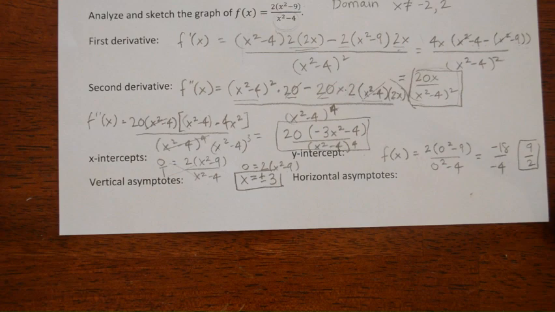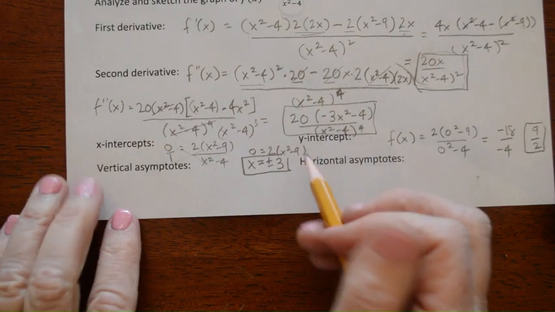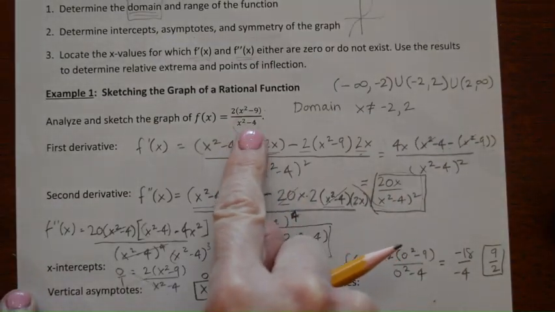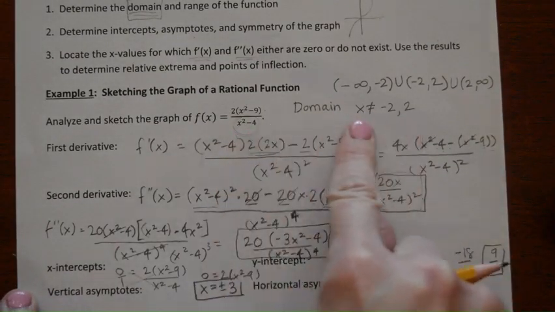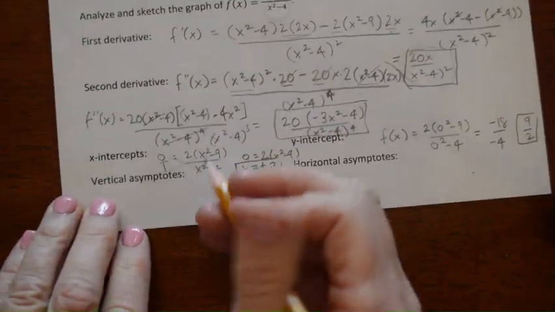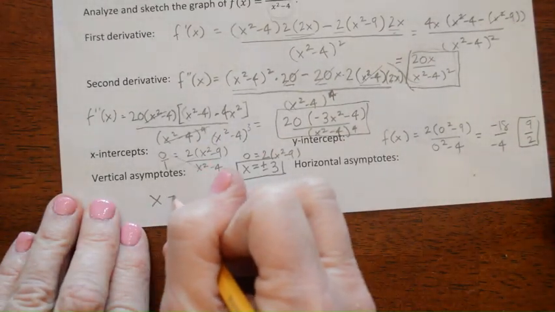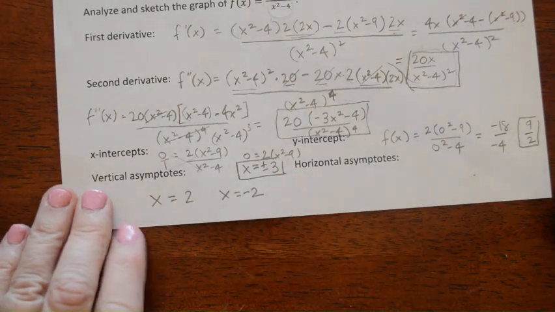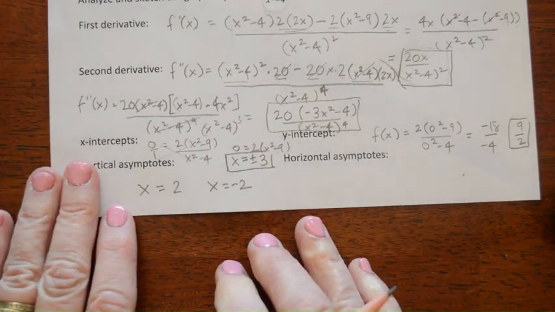All right, where will those occur? All right, hopefully you said at 2 and negative 2. Again, that comes from setting the denominator equal to 0. We already did that with the domain. So we would have x equals 2 and x equals negative 2 as the vertical asymptotes.